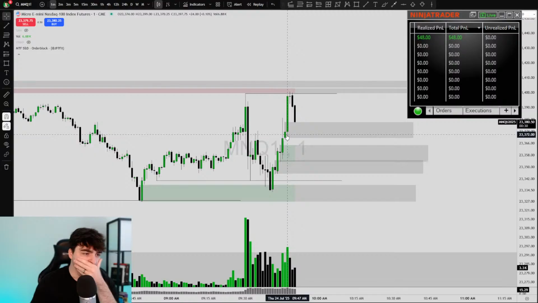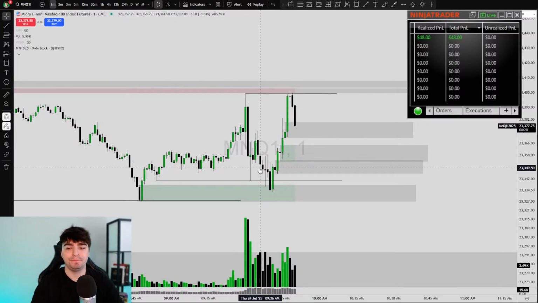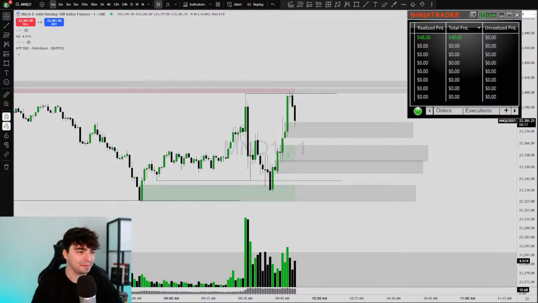A lot of zones. Is there ever a day I don't trade? No. Well, I mean, if I don't get a setup, sure. But I get a setup almost every day.